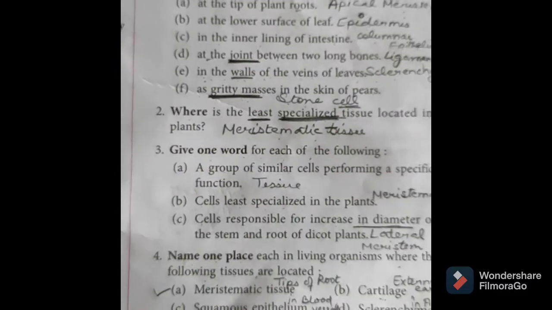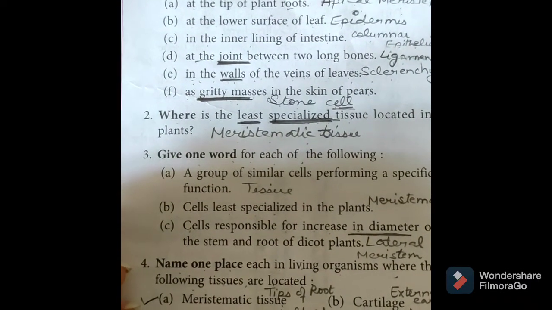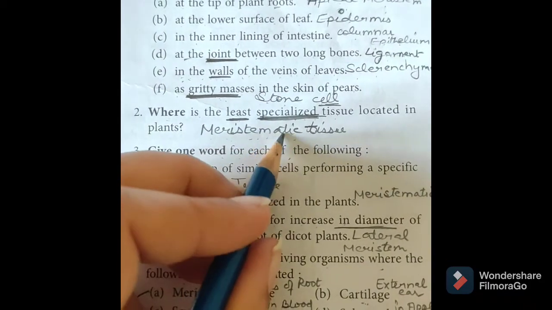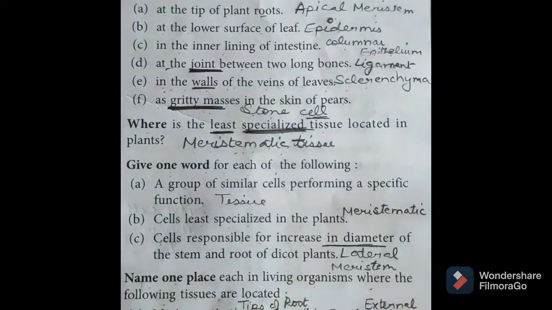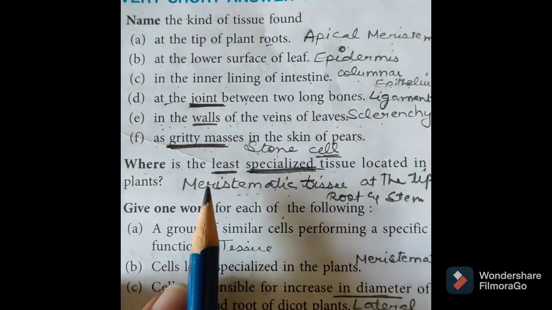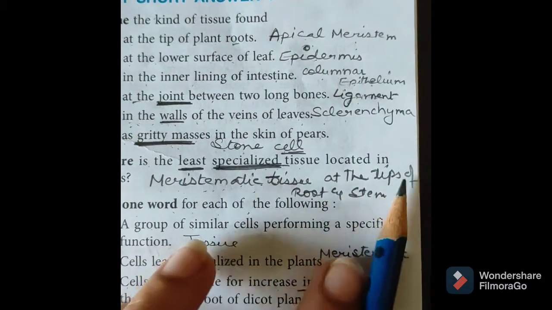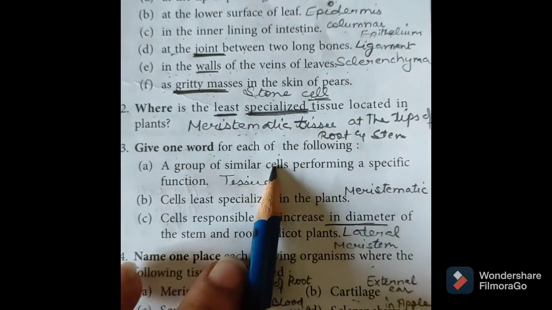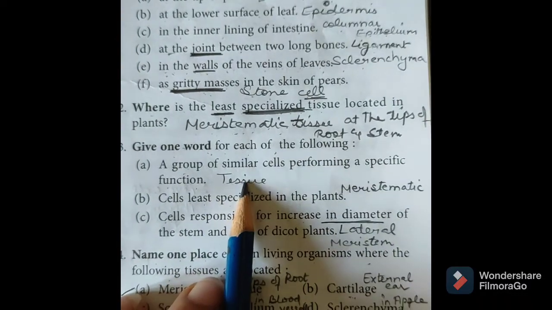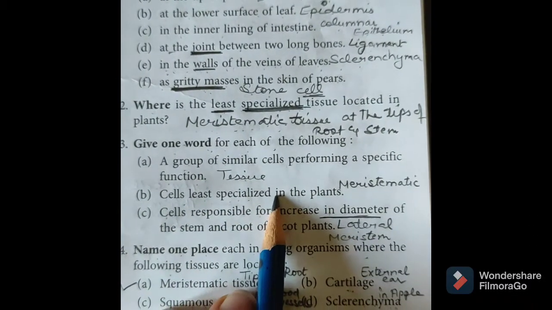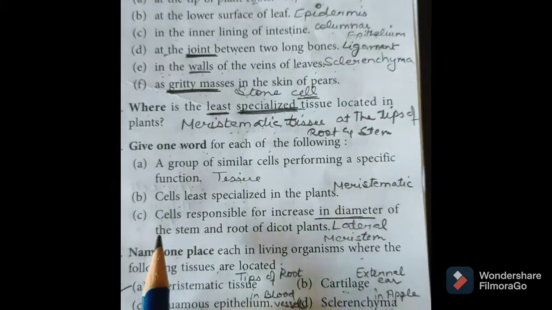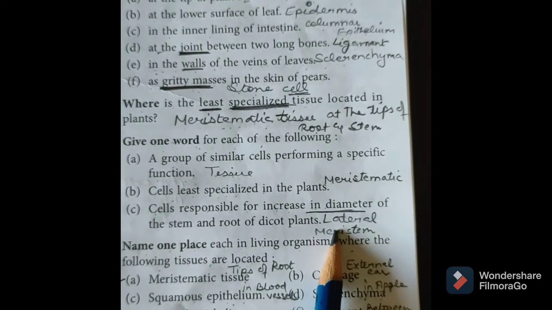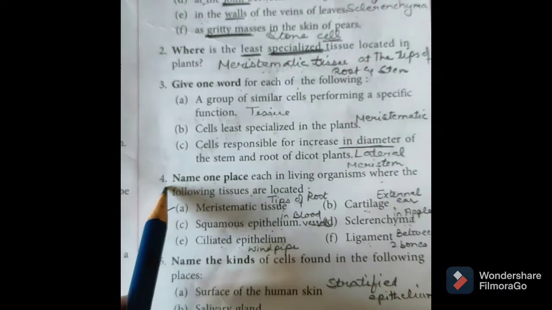Next question. Where is the least specialized tissue located in plants? It is meristematic tissue present at the tips of root and stem. Then one word answers. Group of similar cells performing a specific function: tissue. Least specialized cell in plants: meristematic tissue. Cells responsible for increase in diameter of root and stem: lateral meristem.